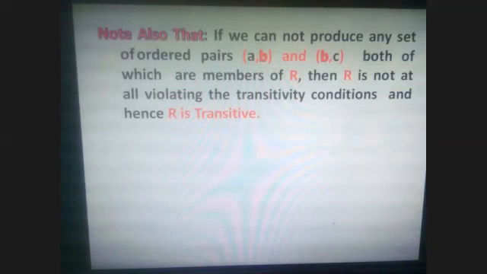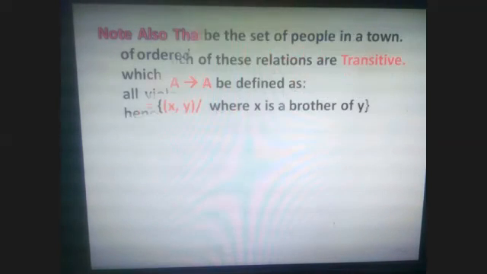That is what I have written here. If we cannot produce any set of ordered pairs (a, b) and (b, c), both of them members of R, then R is not at all violating the transitive condition, and hence R is transitive. It is not transitive only if it violates the transitivity condition. If you claim that it doesn't violate the transitivity condition, we have to assure it is transitive.